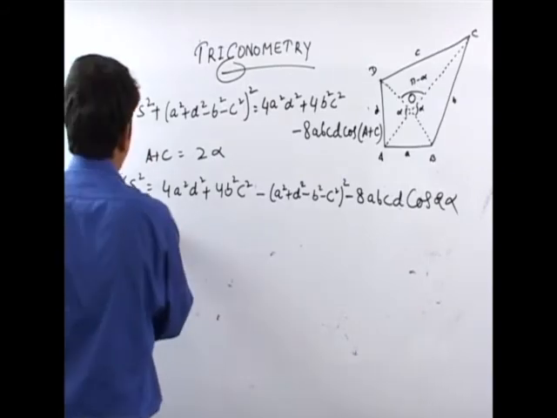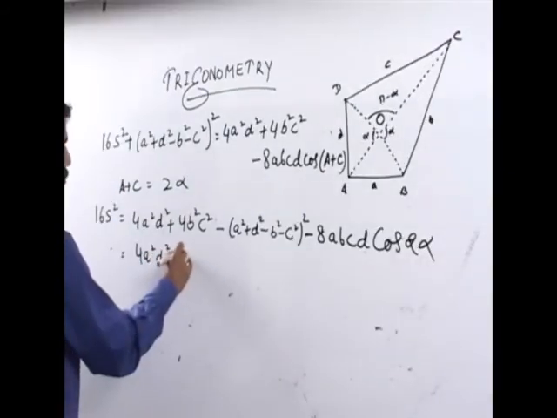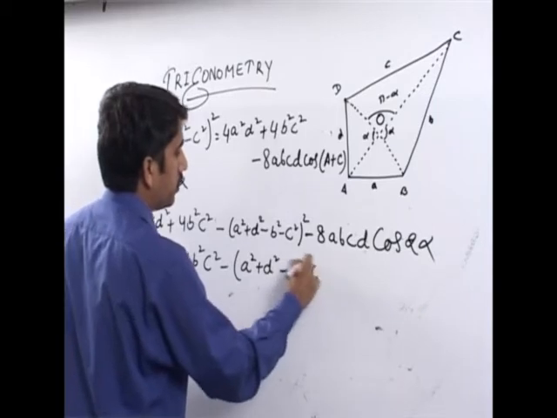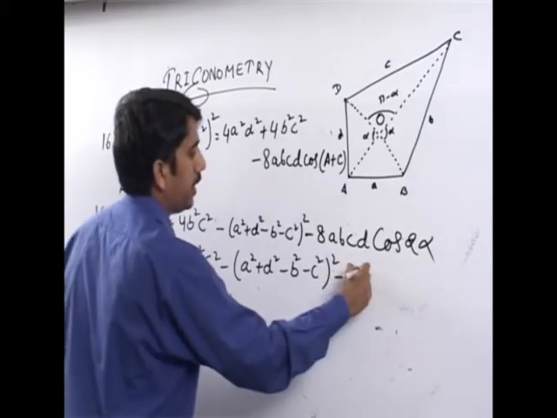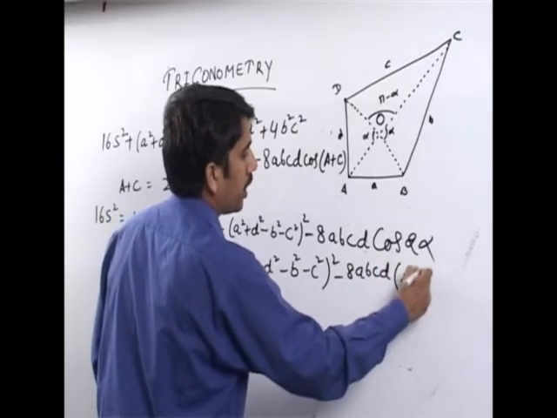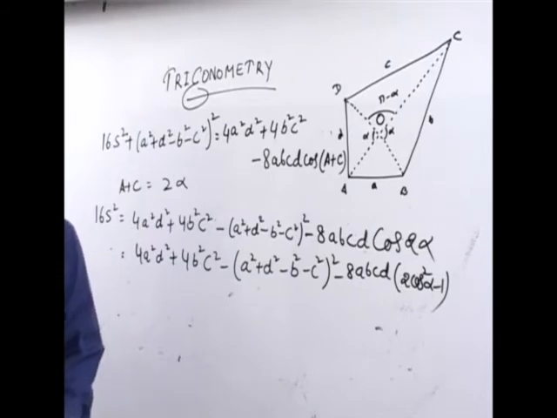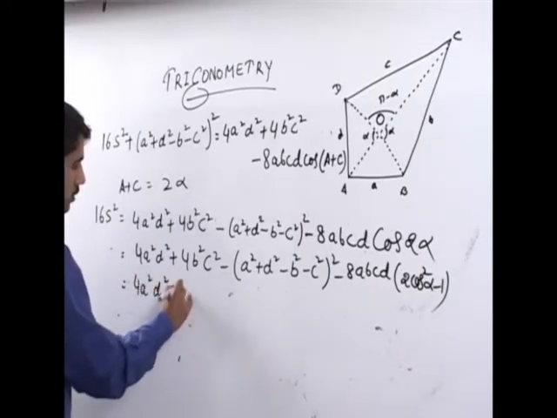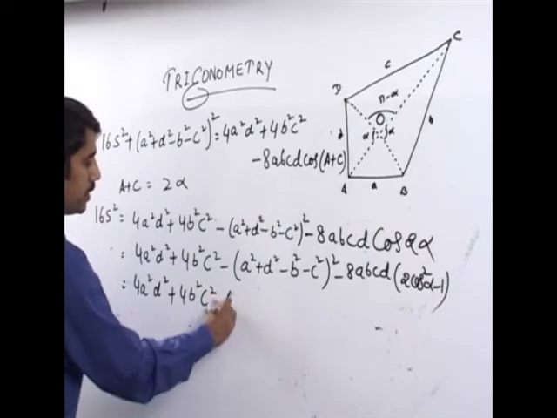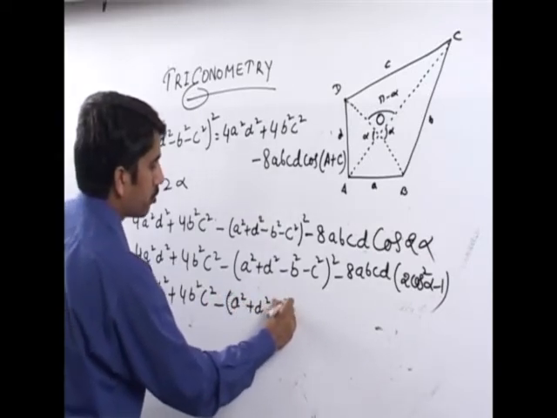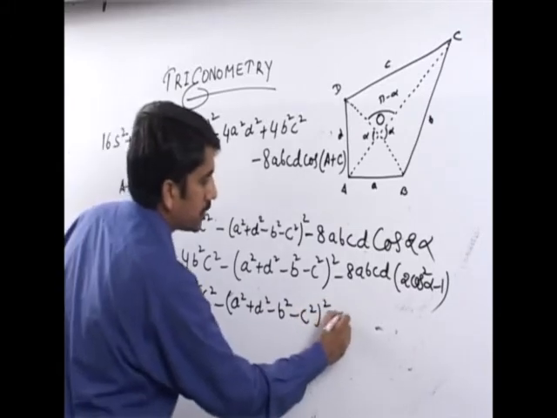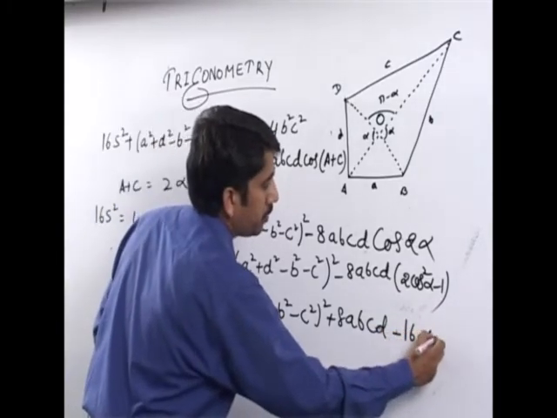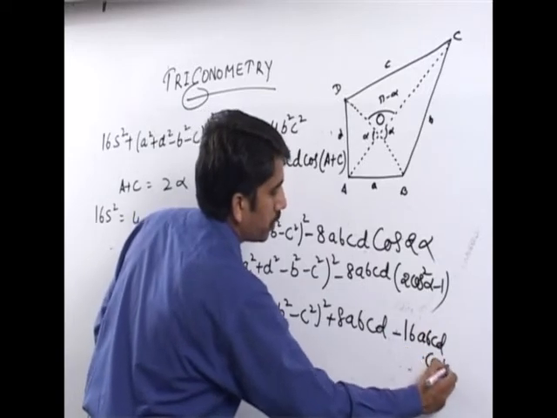Now this cos 2 alpha is equal to 4a square d square plus 4b square c square minus (a square plus d square minus b square minus c square) the whole square minus 8abcd into (2 cos square alpha minus 1). And now when you open this, you will get 4a square d square plus 4b square c square minus (a square plus d square minus b square minus c square) the whole square plus 8abcd minus 16abcd into cos square alpha.